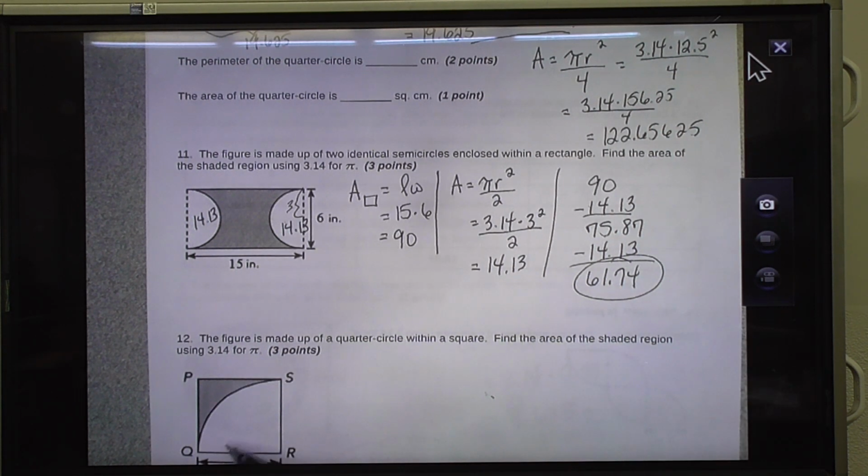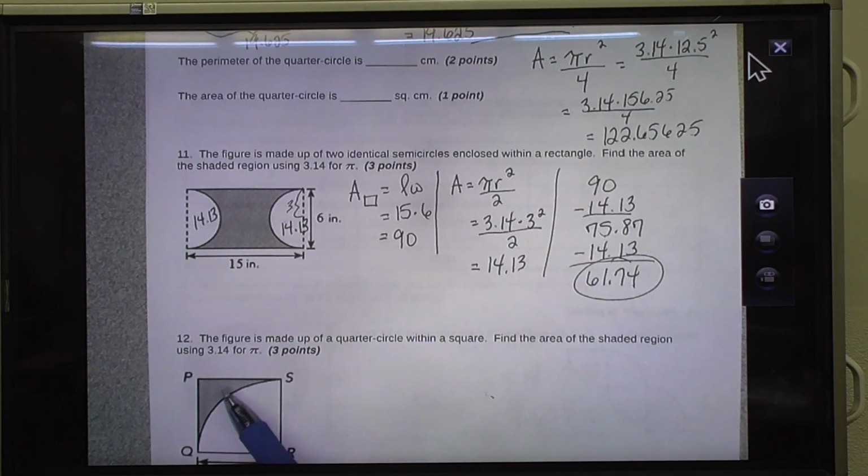There's a quarter circle here, and it is inside of a square. It even tells us that. The figure is made up of a quarter circle within a square. Do you want to find the area of the whole square? No, just the shaded piece.